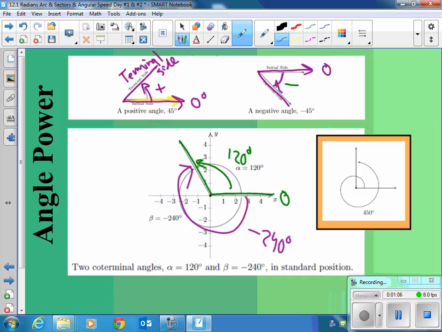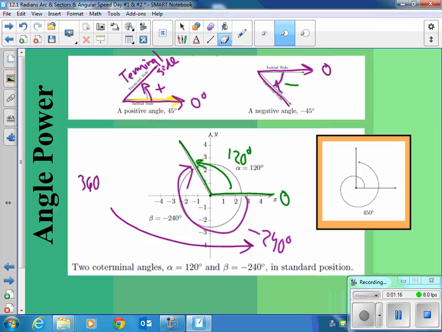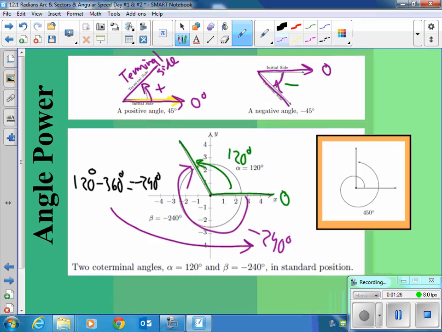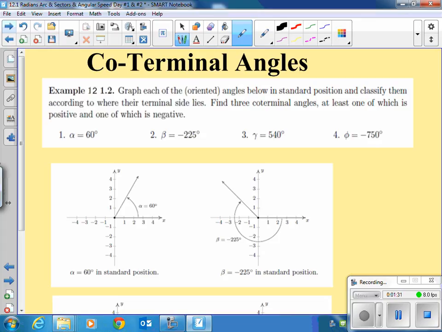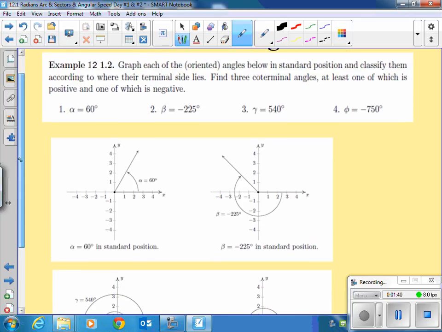So you can go the positive direction or you could go the negative direction and get the same thing. And the way I did this is I took 120 and subtracted 360, which is what I got for the negative 240. Right? So we can do this for 3, 4, an infinite number of these. Let's do 3, and then I'll just give you a couple to try.